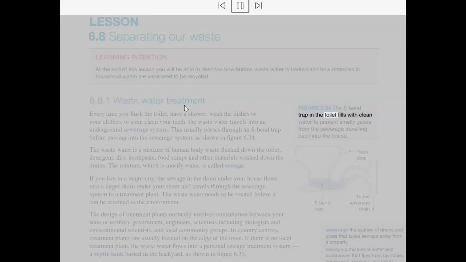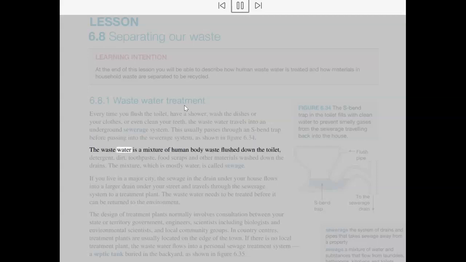The S-bend trap in the toilet fills with clean water to prevent smelly gases from the sewerage traveling back into the house. Flush pipe. To the sewerage drain S-bend trap. Every time you flush the toilet, have a shower, wash the dishes or your clothes, or even clean your teeth, the wastewater travels into an underground sewerage system. This usually passes through an S-bend trap before passing into the sewerage system, as shown in figure 6.34.